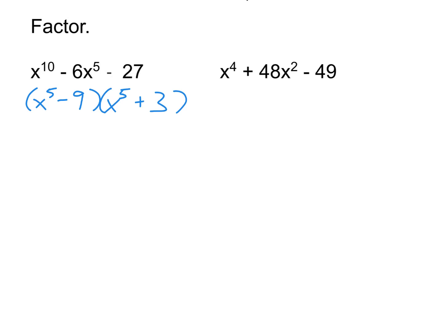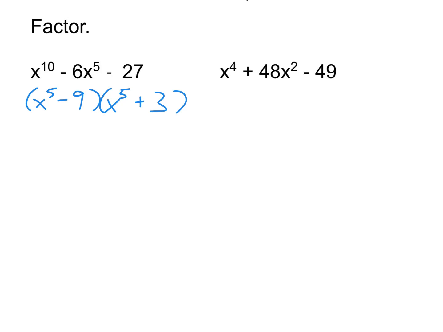Now we look at each of those and see, can they factor? Well, the x to the 5th minus 9, it's close because it is minus a perfect square, but it's x to the 5th, not x squared. So no, that cannot factor further. For the same reason, this one cannot factor either, because it's x to the 5th. So that's our final answer for that one.